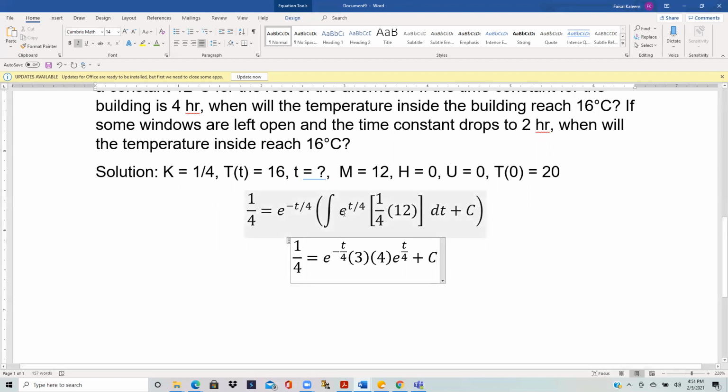So remember, whenever you have e to the ax, the integral is e to the ax divided by a. So in this case, it'd be e to the t over 4 divided by 1 over 4. And dividing by 1 over 4 is like multiplying by 4. But if you don't like that, you can do your u substitution, u equals t over 4, and you'll get that. Okay, and now we use this initial condition, T of 0 equals 20.